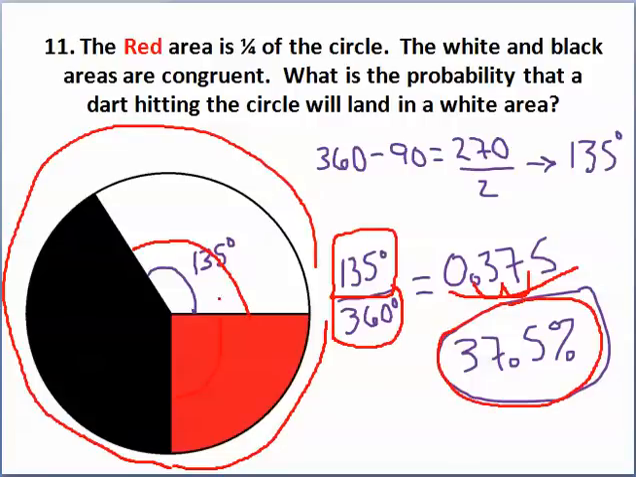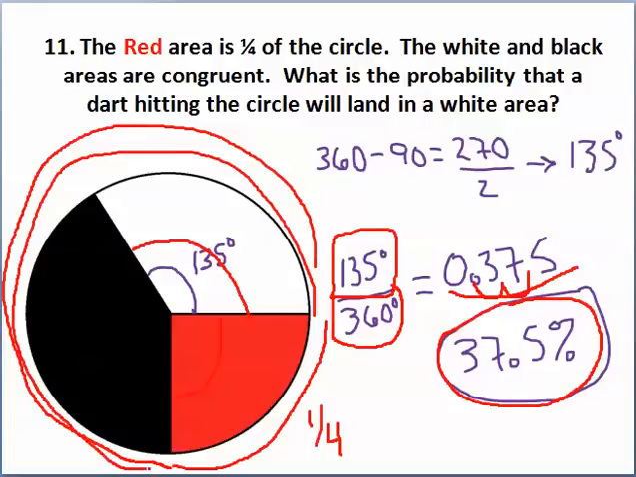37.5%. Or you could have looked at it and said, okay, this 90 degrees is 1/4 of the circle, and 1/4 of the circle means that I have 3/4 left over. If I have 3/4 left over and the white and the black area are the same, 3/4 cut in half is going to be 3/8, and 3/8 is then going to be turned into this kind of a decimal right here, and then I shift the decimal 2 places and I wind up with exactly the same answer.